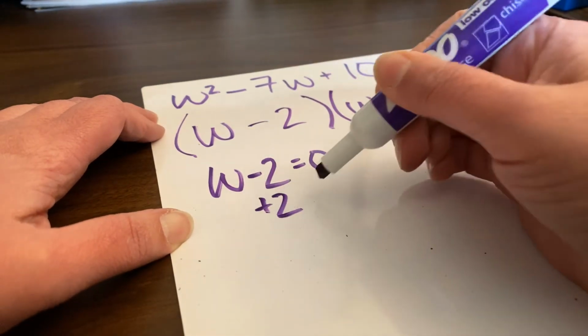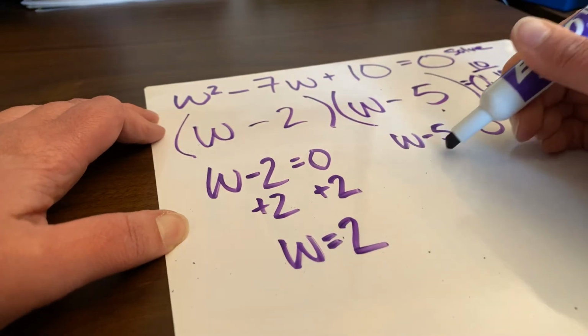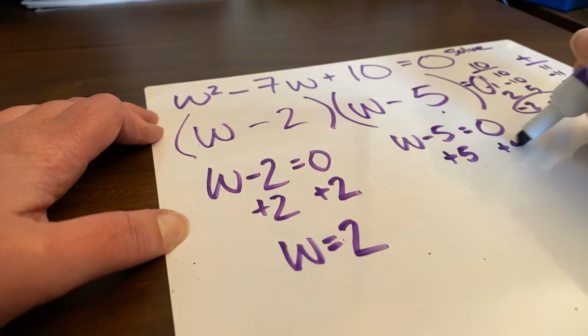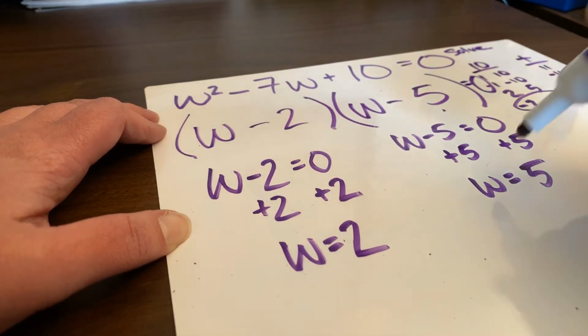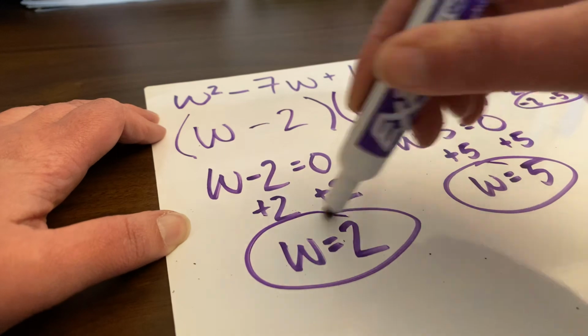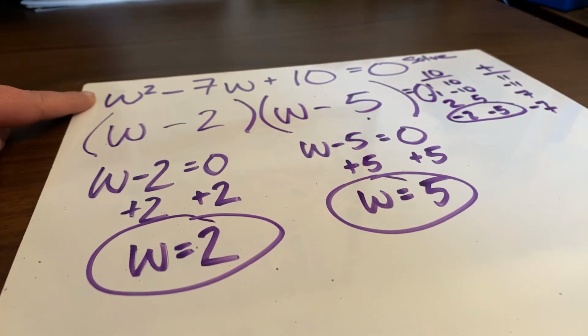So I'm going to add 2 to both sides. I have w equals 2, and here we're adding 5, and we have w equals 5. So we have w equals 5, w equals 2. We have 2 solutions to this equation.